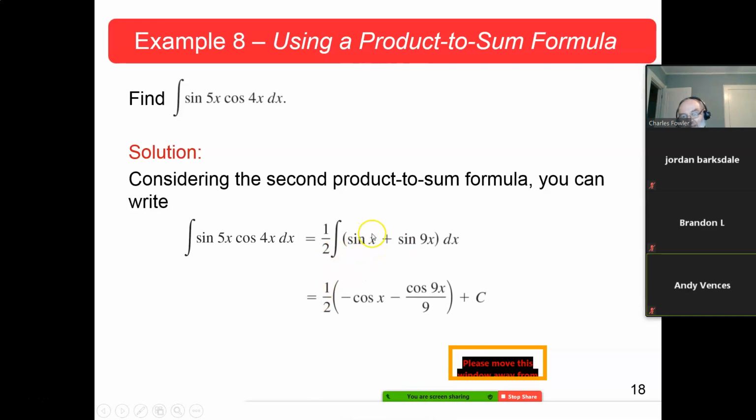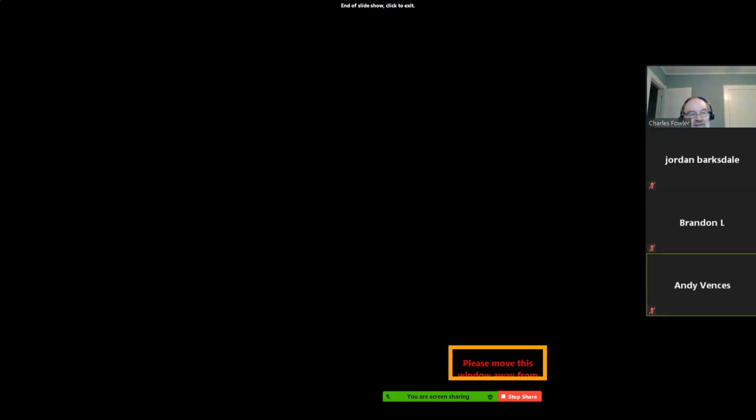The 1/2 on the outside, the antiderivative of sine x is minus cosine x, the antiderivative of sine of 9x is minus 1 over 9 times the cosine of 9x, and then you got your plus c, and that would produce minus cosine x over 2 minus cosine 9x over 18 plus your constant c. Good deal. Now that is the last PowerPoint, and it's also the last example in the section.